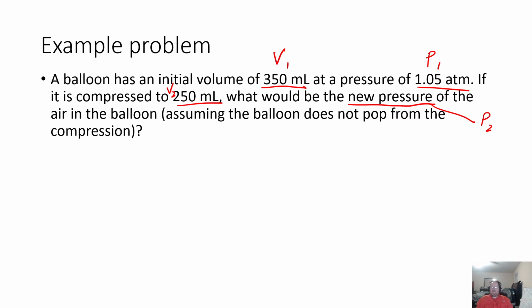So balloons are nice because those volumes can change. And if the pressure changes too much, eventually the balloon pops, or if you try to increase the volume way too much, the elastic stretches so much that it pops. But overall, in small changes, it can do it okay.